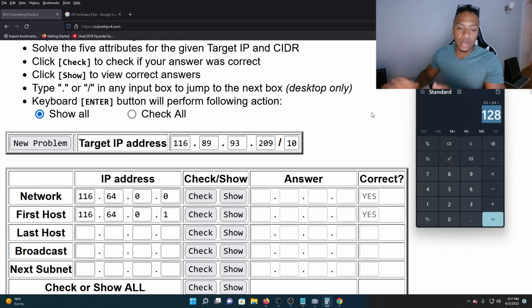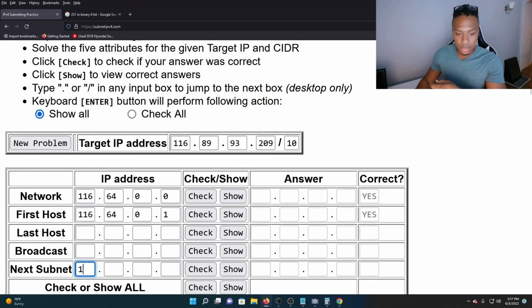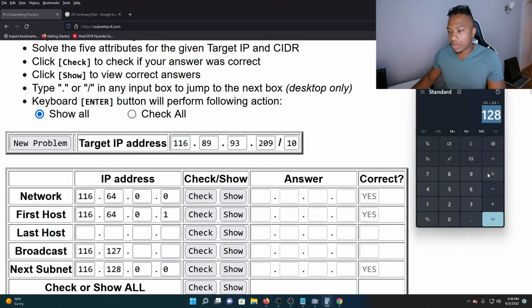This is the next subnet. It's just going to be the double of that number. So we can put 116, 128, 0, 0. This is pretty much just the next network. And then, of course, we're going to subtract 1 from the next subnet. So 116, we have to subtract 1 from here. 127, so let's go here, -1.